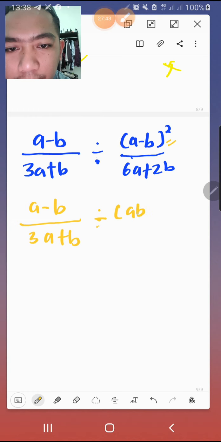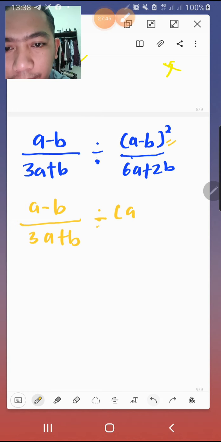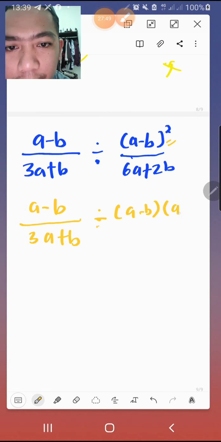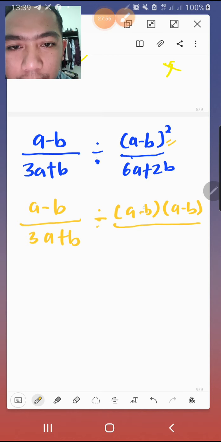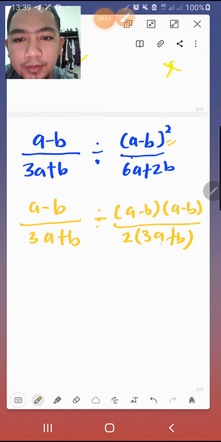a minus b times a minus b over 6a plus 2b, which is 2 times 3a plus b. Okay, now we can convert this division to multiplication.